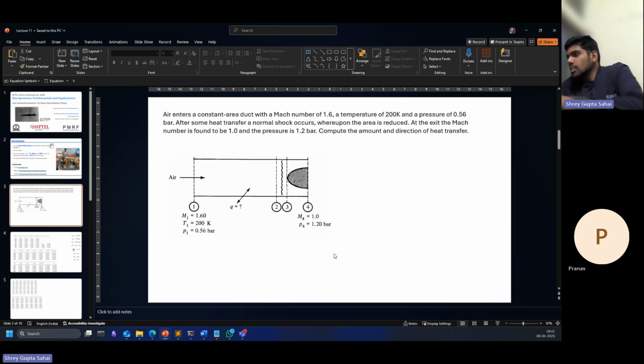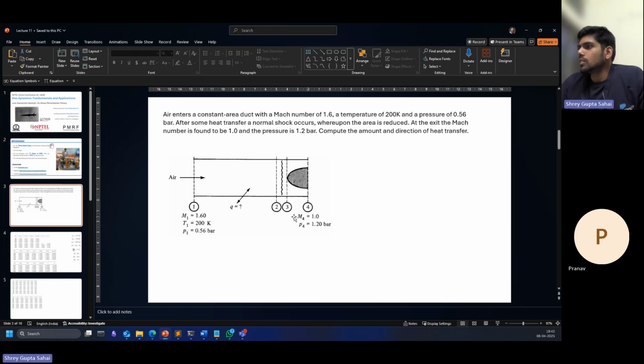Air flows in a constant area duct with a Mach number of 1.6, temperature of 200 Kelvin, and pressure of 0.56 bar. After some heat transfer, a normal shock occurs, whereupon the area is reduced. At the exit, the Mach number is found to be 1 and the pressure is 1.2 bar. Compute the amount and direction of heat transfer.